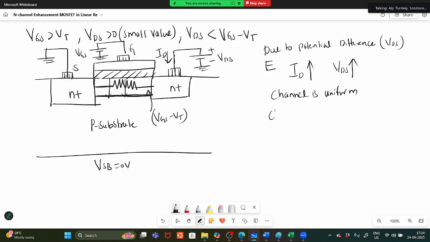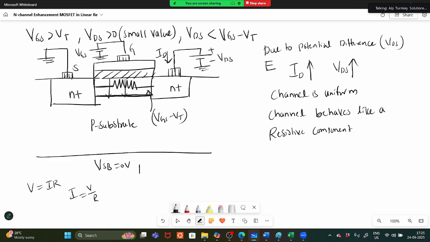The channel behaves like a resistive component. Resistive component means we have already seen Ohm's law. What is Ohm's law? V equals IR, so I equals V by R.